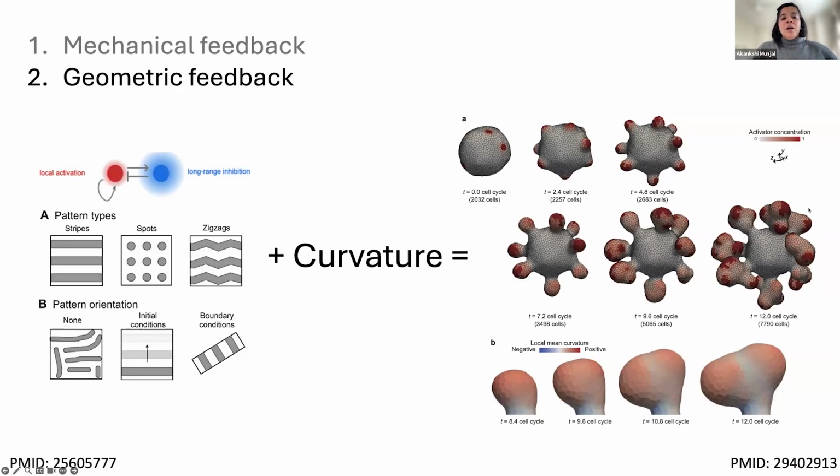And thinking about curvature, these are models on the right, but this has been experimentally tested too: the ligands that are trapped in these crypts or buds do experience the effect of geometry, in addition to just this reaction diffusion interaction. So geometric feedback is important.